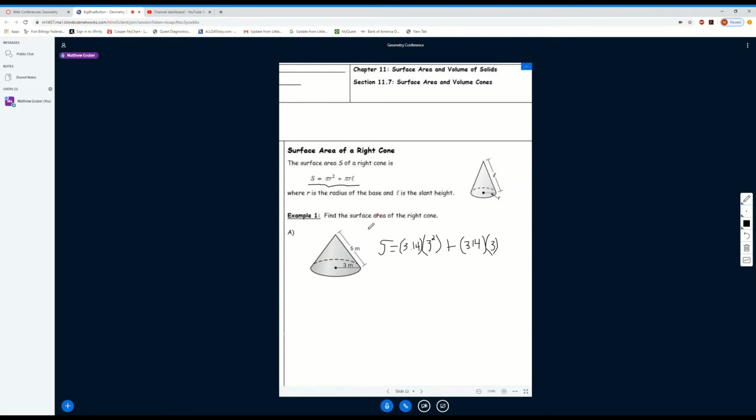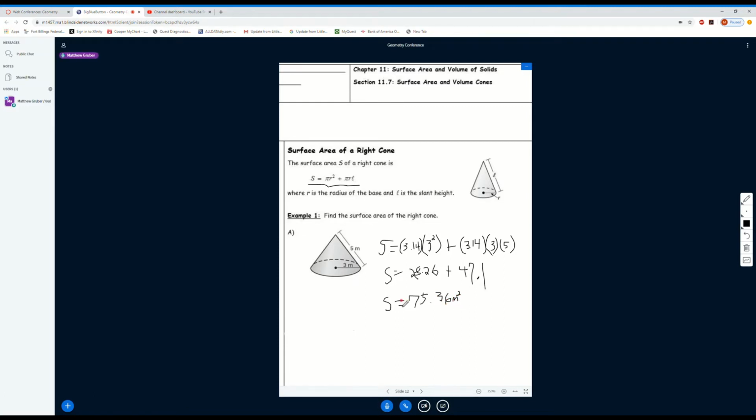Now l, remember that represents the length from the tip of the cone to the side of the circle. In this case, it is 5. So again, we use a calculator. 3.14 times 3 squared is 9, so that's 28.26. And I'm going to need to add that to the 3.14 times 3 times 5, which is 47.1. And this is area, so my units are going to be squared in the end. When I add those two numbers together, I get 75.36 meters squared. So that's the surface area of that cone.